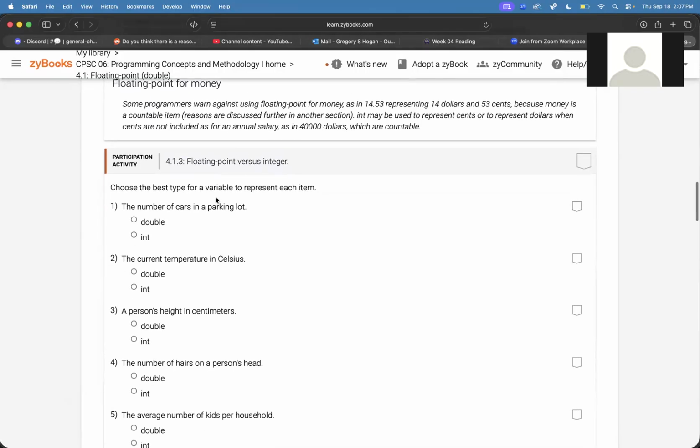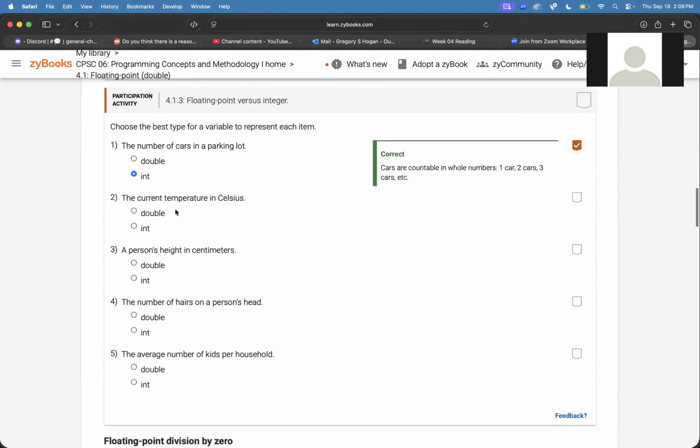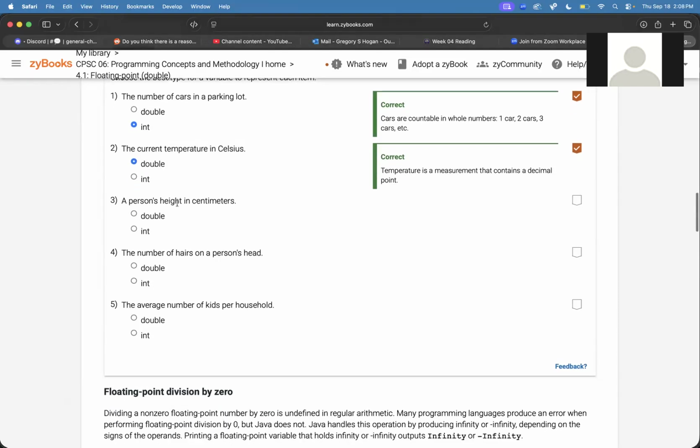All right. So just keep in mind what these things do. Integers are for things that you could count. Doubles are for things that require more precision in decimal numbers. So if you were counting cars, that's an integer. If you're measuring the temperature, that's probably a double, right? Like you could have half a degree. Person's height in centimeters, for any measurement, I would use a double.